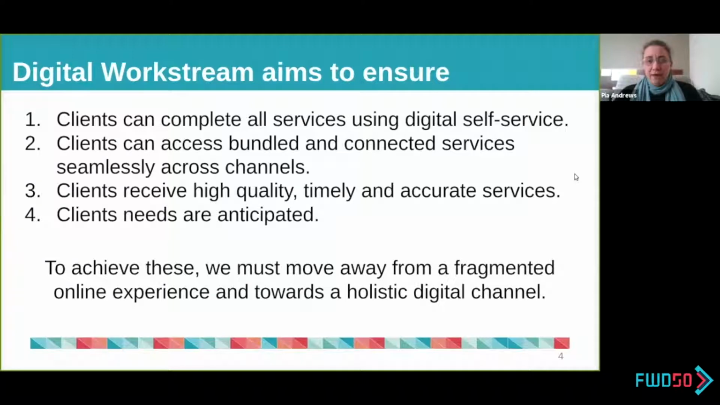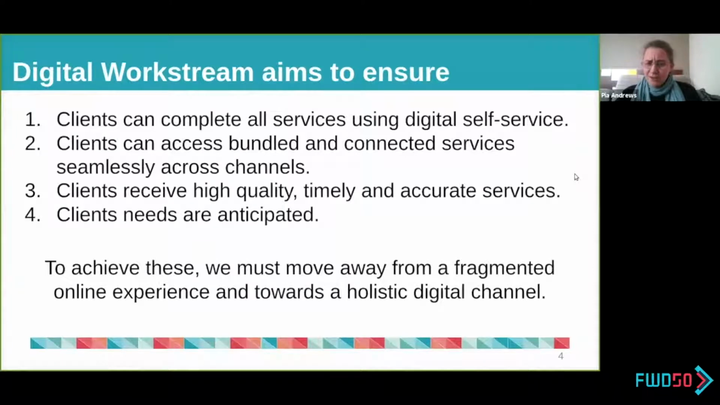So our goal is to ensure, from a client's perspective, that clients can complete services, can access bundled and connected services, can get high quality, timely and accurate services, and of course, the client's needs are anticipated, taking into account that any form of proactive design needs to be done very inclusively, collaboratively, and putting control into the hands of the client so that they can have as much or little proactive service delivery as they want, as aligned with their personal values.